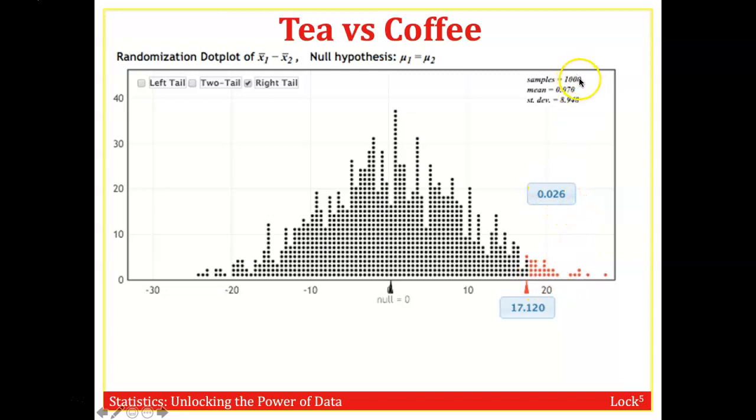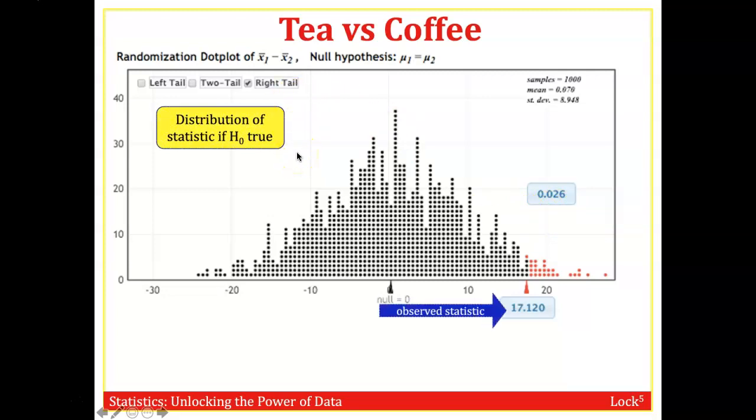So in our simulation of 1,000 of these, only about 2.6%, 0.026 of the time did we get a result this extreme or more. Well, that seems pretty unlikely, but that's our measure now. That's going to be our p-value. So this is the distribution of the statistic if the null were true. Here's our observed statistic, and here's our p-value.